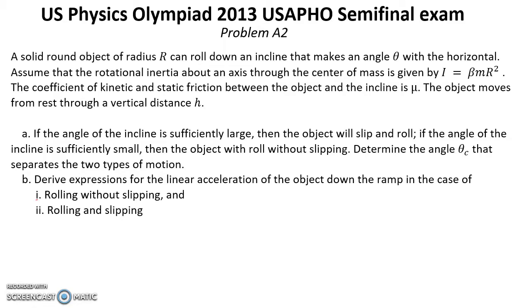Question A. If the angle of the incline is sufficiently large, then the object will slip and roll. If the angle of the incline is sufficiently small, then the object will roll without slipping. Determine the angle theta c that separates the two types of motion. Question B. Derive expressions for the linear acceleration of the object down the ramp in the case of 1, rolling without slipping, and 2, rolling and slipping.